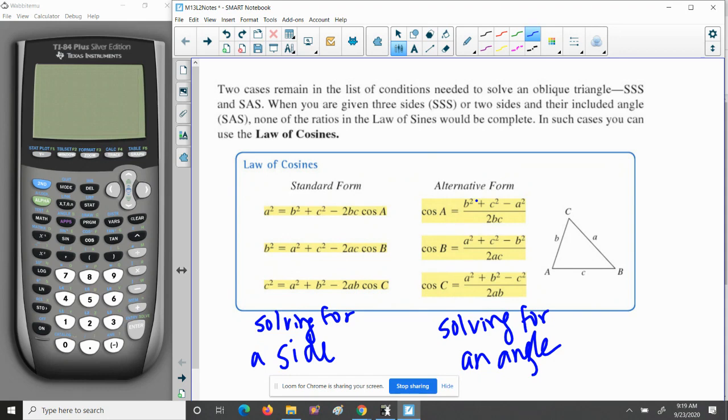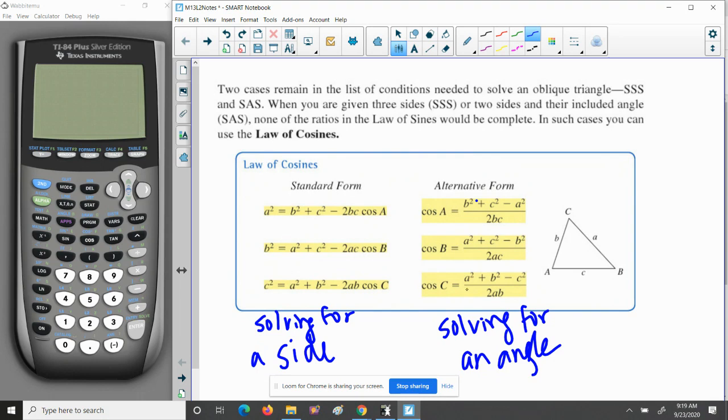The same thing goes for the angles. Take a look at how this one is set up. Cosine of angle A: notice that we have the other two corresponding sides squared and added together minus a squared, the side that corresponds to angle A, all over 2bc, 2 times the other two corresponding sides. Notice the same setup in these.